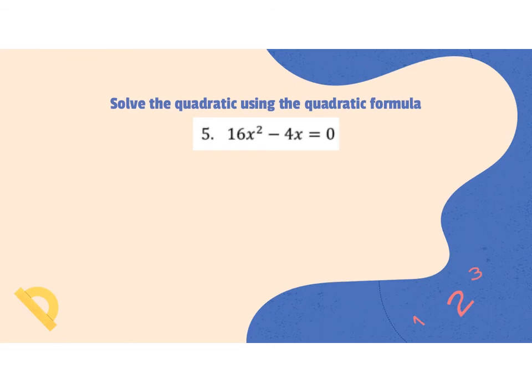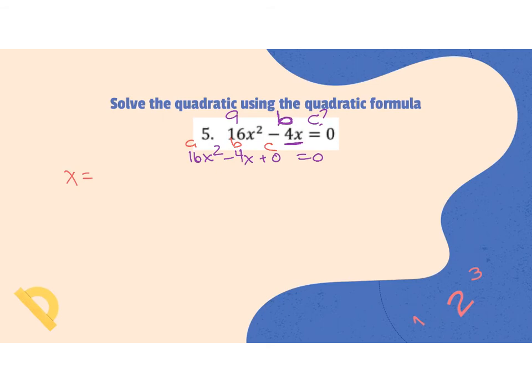16x squared minus 4x is equal to 0. Okay, here's what we're missing this time. I've got an a term. I've got a b term because I have an x with that 4, but I don't have a c. So that means my c term is the one that's going to be 0. 16x squared minus 4x plus 0 is equal to 0. So let's plug it in and see what happens. Here's my a, here's my b, here's my c now.